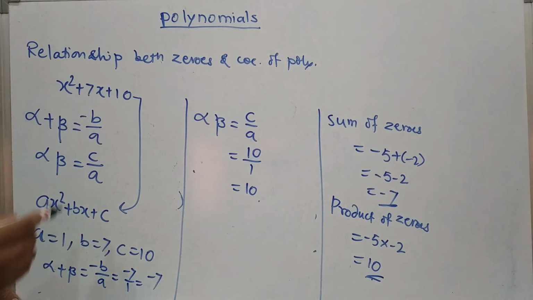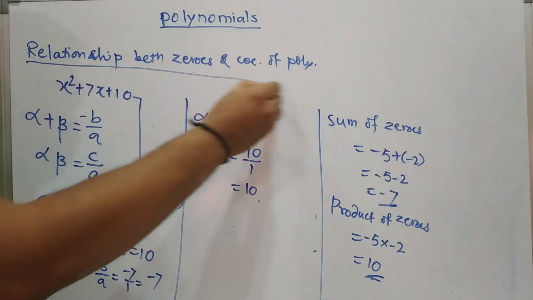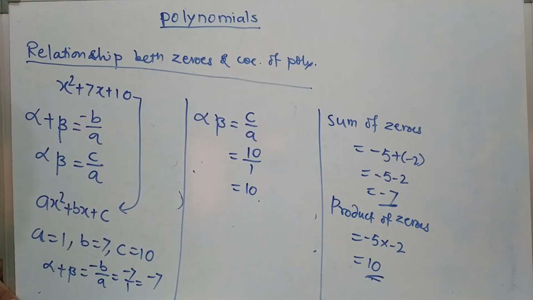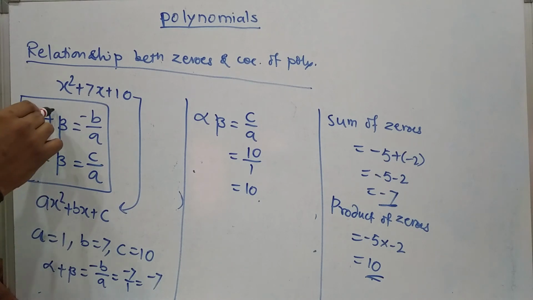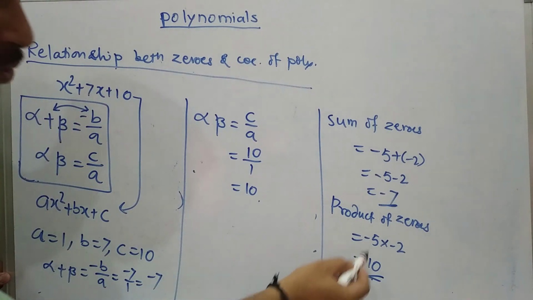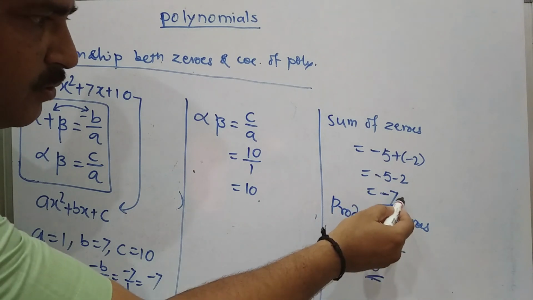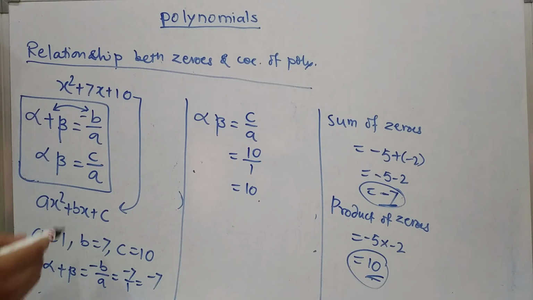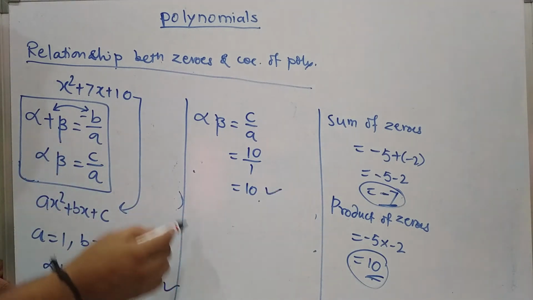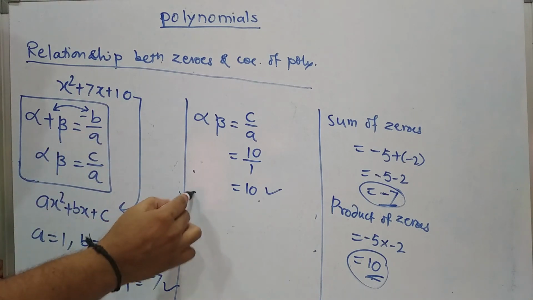So we have established a relation between zeros and coefficients of the polynomial. So if I use these formulas, this will establish the relation between the zeros and the polynomial. This sum of zeros and product of zeros we calculated by using the factorization method, and this sum of zeros and product of zeros we calculated by using the standard formulae.